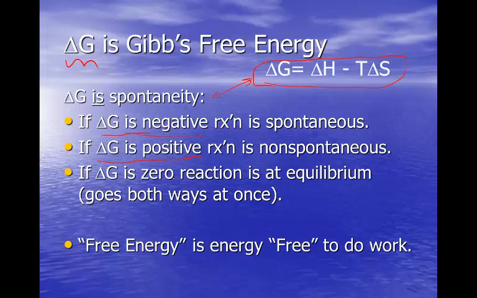Okay, what is Gibbs free energy? It's energy free to do work. So why is a negative delta G spontaneous? Because that is free energy released out into the environment to do work for something else.